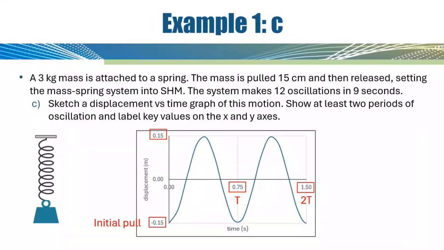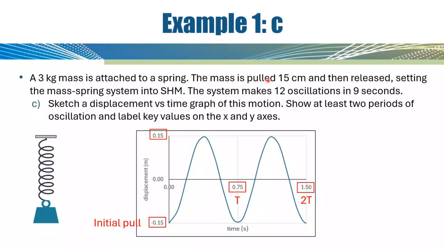Part C says, sketch a displacement versus time graph of this motion. Show at least 2 periods of oscillation and label key values on the x and the y axes. So I actually have the answer to the question already drawn here, but let's talk about how you would know what to draw and how do you know where to start. So the first thing that should go through your mind is if I have to draw a displacement time graph of something that's in simple harmonic motion, the graph is going to be sinusoidal. So I know it's going to look like a sine wave or a cosine wave or a shifted sine wave. The next thing is you need to know about the start of the story. Like, how do I know where to start my wave?